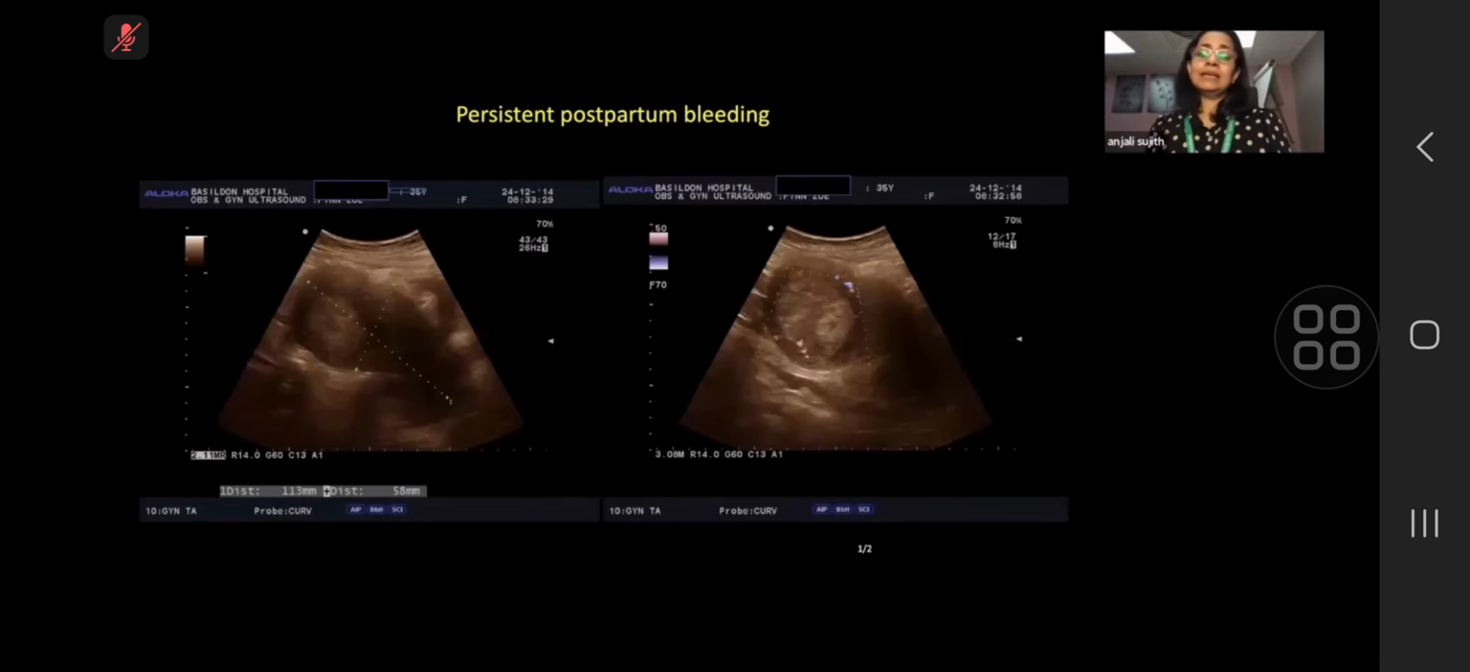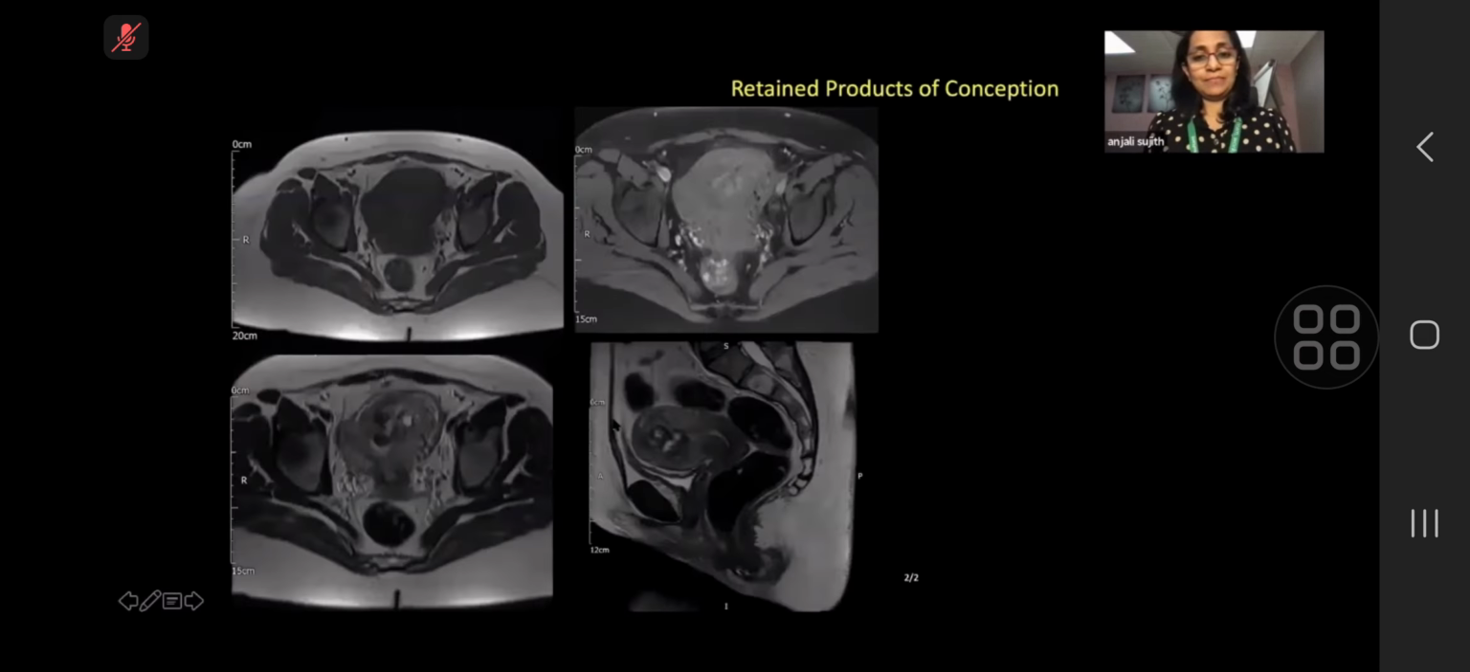Good. So again, when you diagnose retained products of conception, there is a little bit of overlap with normal postpartum or post C-section findings. We do expect hyperechoic contents within the uterine cavity in the postpartum or post C-section period because of blood clots. But if you demonstrate blood flow within it, then you can diagnose it as retained products of conception.